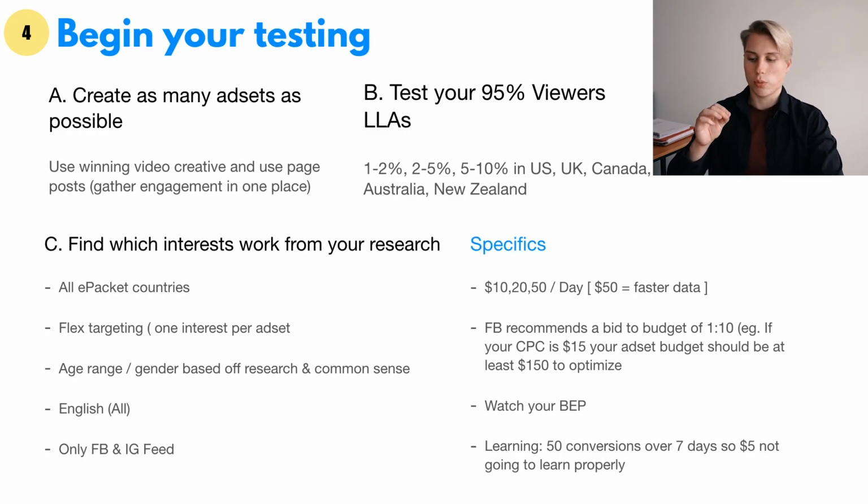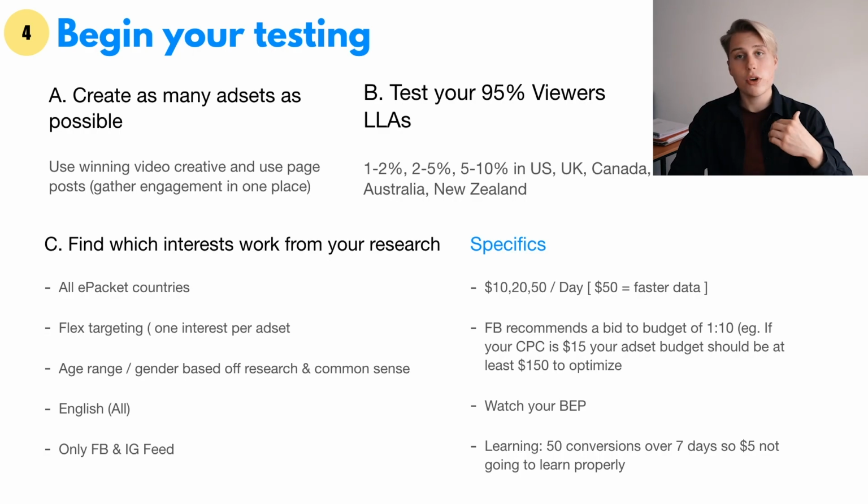What's your BEP? Your BEP is your break-even point, which is essentially just your selling price minus your cost price. Okay, any ad set that kind of goes way over that without any little bit of engagement, you want to kill. Okay, we'll get into it just now, but that's a good indicator that it's not working.